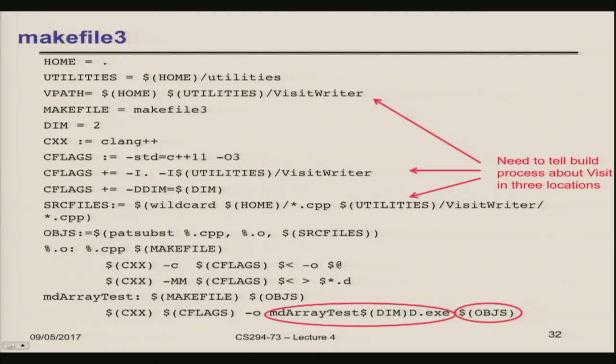And now I have objects. So here's my objects.cpp.o. So pattern substitution, here's my build. Now I've done something a little bit tricky that can be helpful, is that I make my output file not mdarrayTest, but mdarrayTest $dim d. So what that's going to do is make an output file, say if dim is equal to 2, it'll be mdarrayTest 2d.exe.